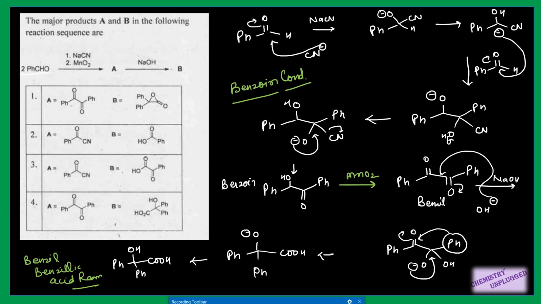So your correct option will be option number 4. In A you will get this one, this is your product A, that is benzil, and in B you will get benzilic acid. So this reaction was a combination of two name reactions, benzoin condensation and benzilic acid rearrangement. This type of question can be asked in GATE and NET, right? They will give you a combination of two reactions or a name reagent or name reaction, right?